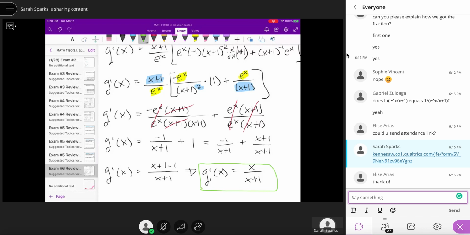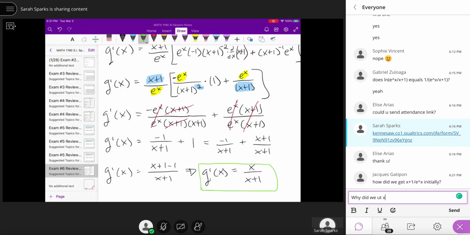Any questions about this problem? We had to do a little bit more algebra in this problem, but it actually worked out really nicely. We could cancel out some stuff.